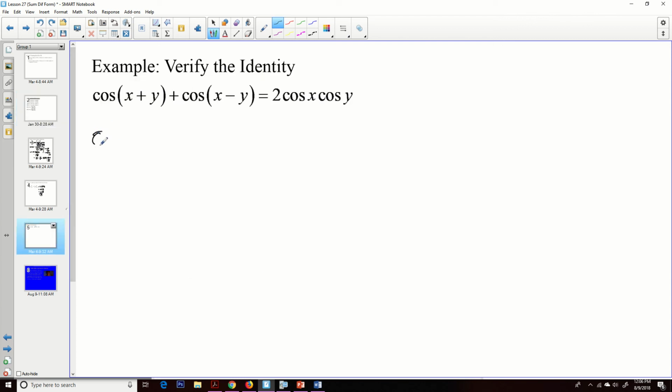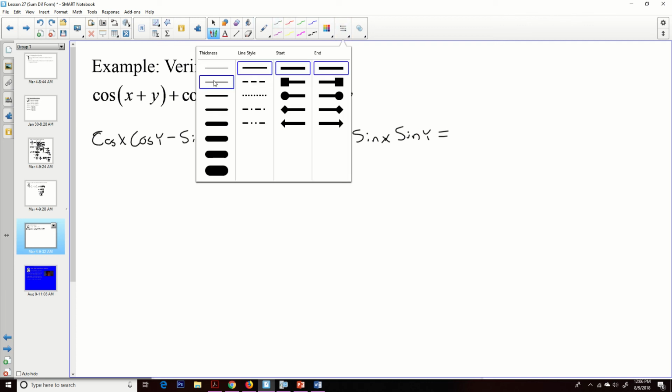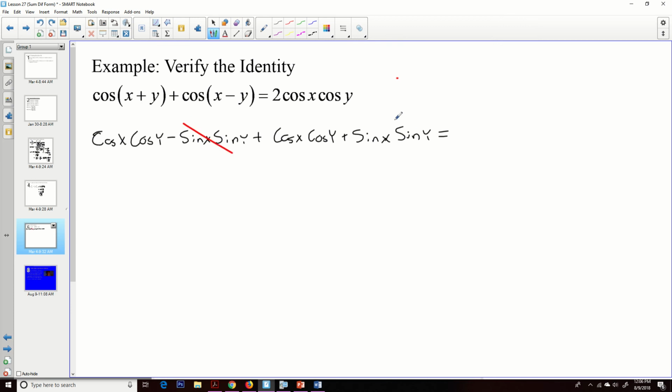So it's cosine x cosine y minus sine x sine y, and then this one plus cosine x cosine y plus sine x sine y. And we'll notice that we have a positive and a negative one here. So we have a negative sine x sine y and a positive sine x sine y. So those things are going to cancel out.